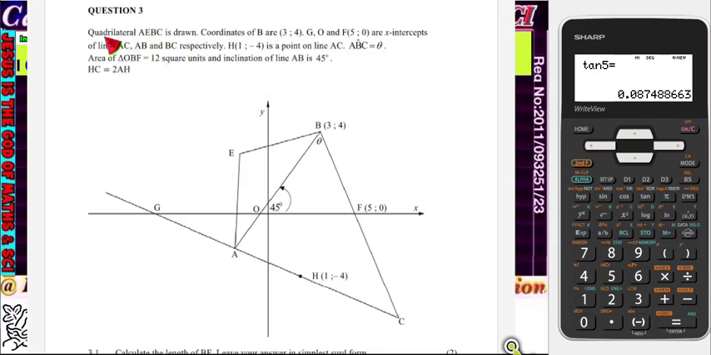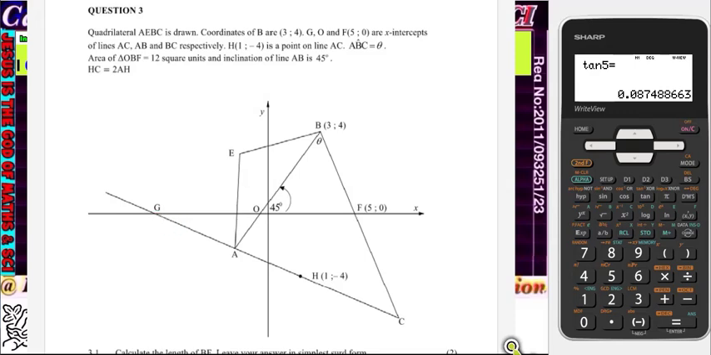They say quadrilateral AEBC, this whole big figure, is drawn. Coordinates B is (3, 4). There it is there. G, O, and F is (5, 0). There it is over there. X intercepts. You see, they're telling me the X intercepts. So I know Y is 0 there. By the 0 there, Y is 0 there. Where it's not labeled, Y is 0. By the G, Y is 0.